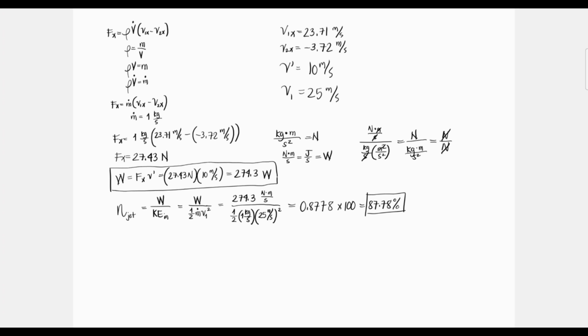And then, kapag tinatanong yung efficiency ng jet, that is only the work over the kinetic energy at the input. Work over 1/2 mv1 squared. So, we arrived sa efficiency na 87.78%.